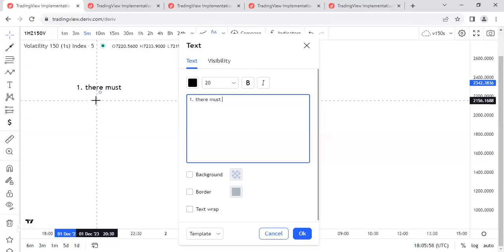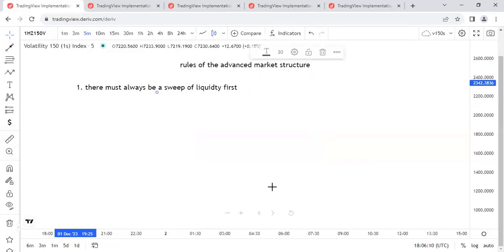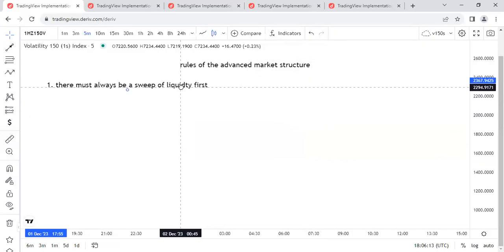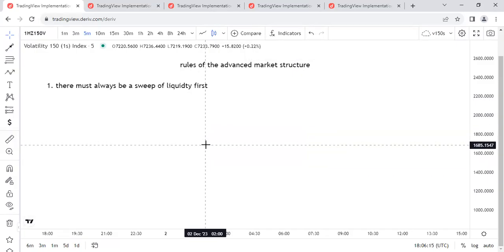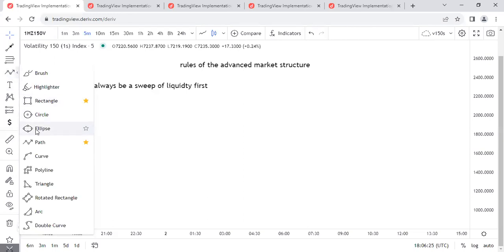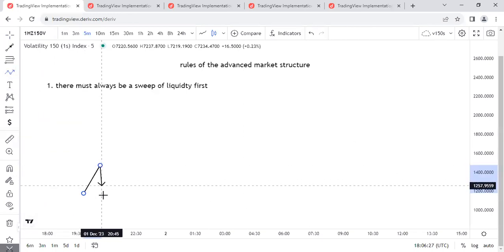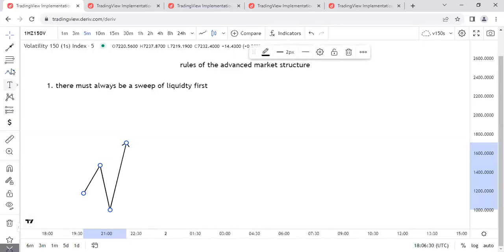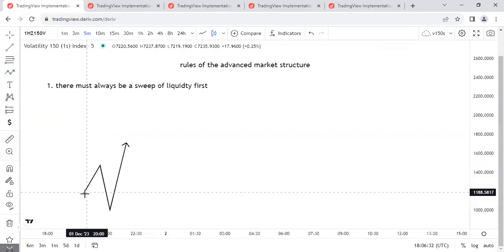There must always be a sweep of liquidity first. Very, very important. If there's not a sweep of liquidity in the market, the advanced market structure is not complete. Okay, it is not complete. It needs to be there. There must be a sweep of liquidity. I'm going to start marking it out. There must be a sweep of what? Liquidity. This is your sweep.